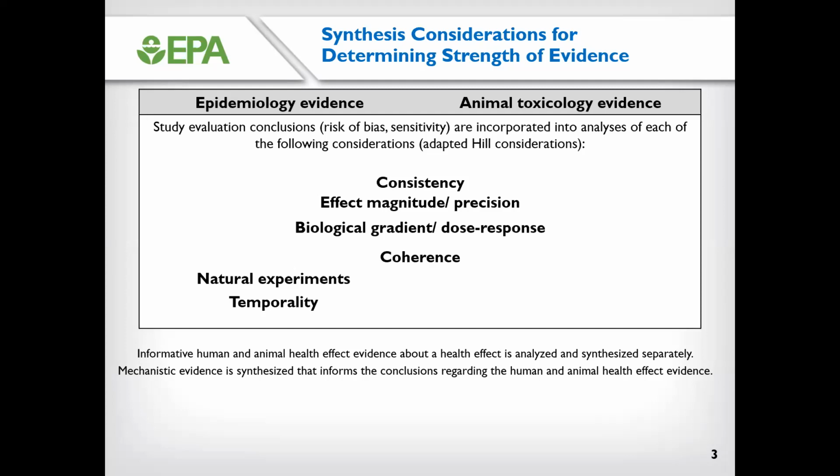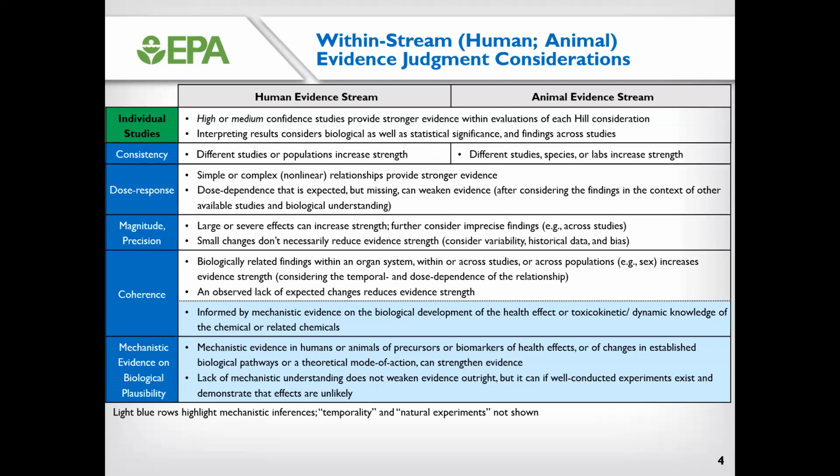So on the next slide, we have some more detail about how each of the considerations contributes to our judgment about the strength of evidence. For example, for consistency, if we have similar results in different studies in different populations or different species for animal studies, that would increase our confidence that there is actually an association. And for each of these considerations, we think about high and medium confidence studies receiving more weight. So consistent high and medium confidence studies increases our strength more than low confidence studies. I don't have time to go through all of these, but we have detail here and can provide more later if needed.